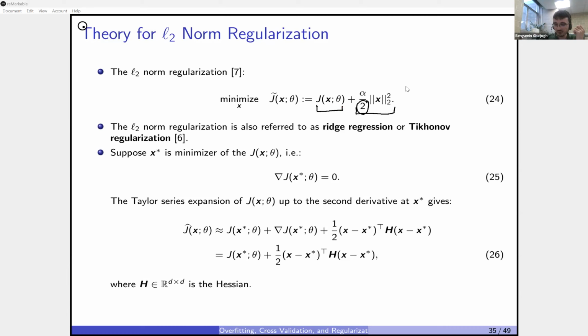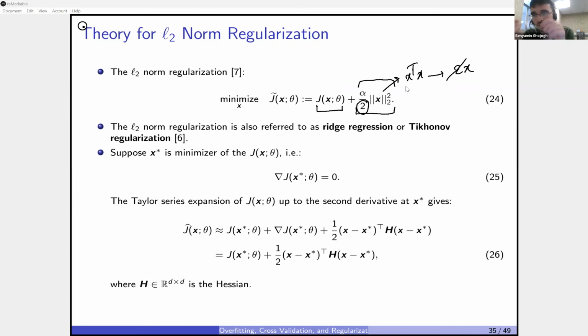And we have this over 2 because this is squared L2 norm, x tilde x. When you take the derivative, it will be 2x. I want this 2 to cancel by this 2. That's the reason. By the way, this regularization parameter alpha determines how much the penalty is important with respect to the actual cost function.